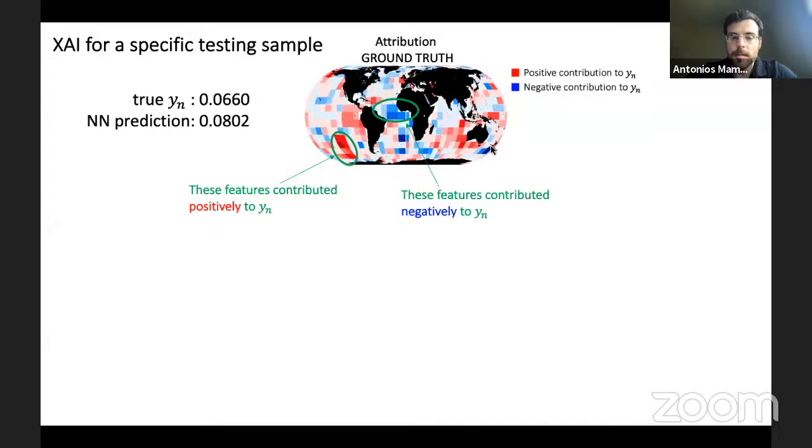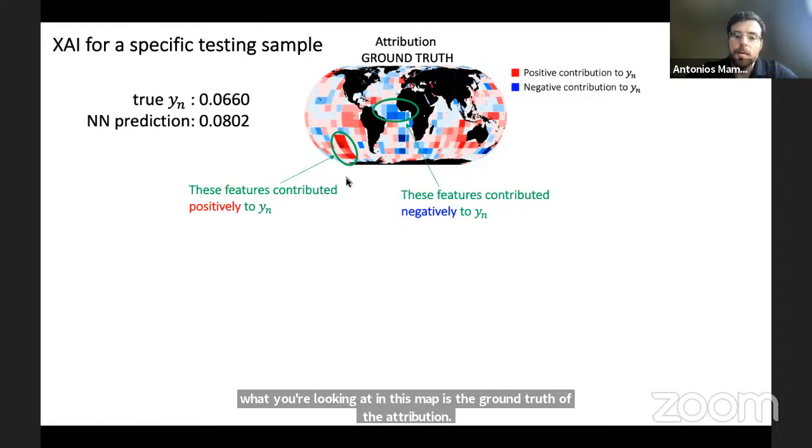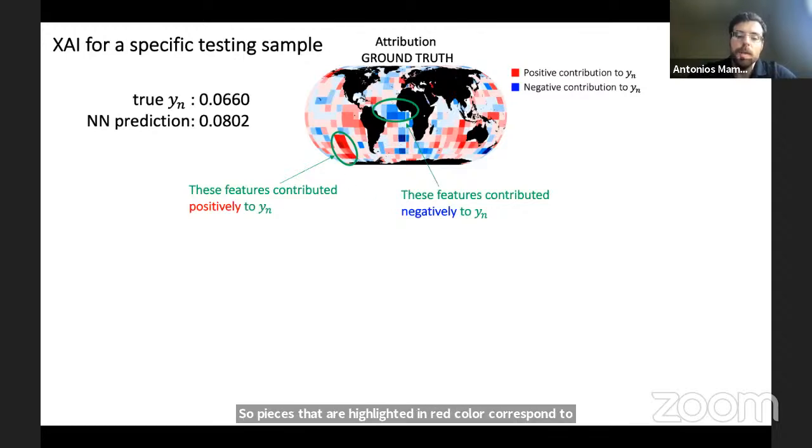Now, what you're looking at in this map is the ground truth of the attribution. So pixels that are highlighted in the red color correspond to pixels that positively contributed to this Y value. And pixels that are highlighted here with the blue color correspond to pixels that negatively contributed to this value, meaning that if it were not for them, this Y value 0.066 would have been even higher.